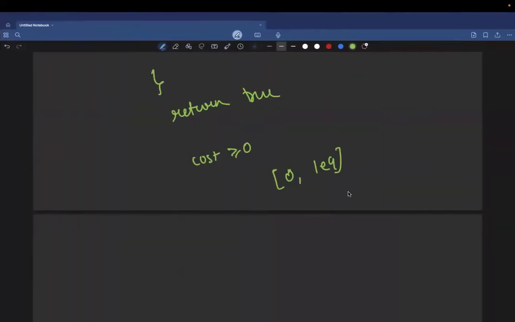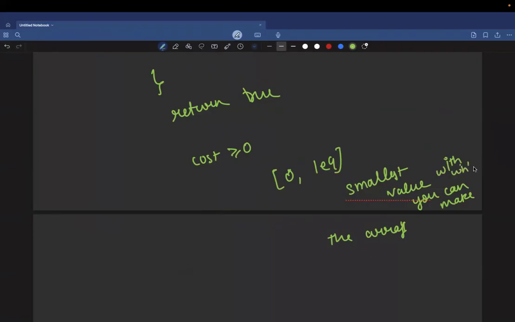The cost is basically the smallest value where you can make the array balanced, the smallest cost with which you can make the array balanced.